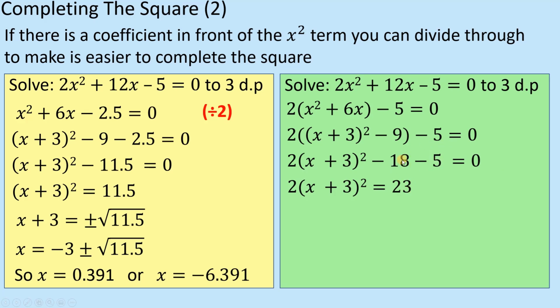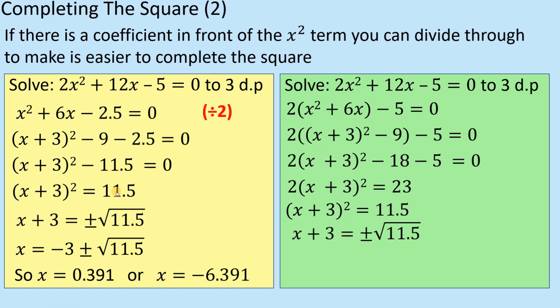So 2 steps being done there. You can see that's minus 23. Then move it across, it becomes plus 23 over here. Now, because of this 2, we divide by 2. And that gives us x plus 3 squared on its own equals 11.5. And then you'll notice now this is exactly the same as this over here. So the remaining steps from here to here will be the same.